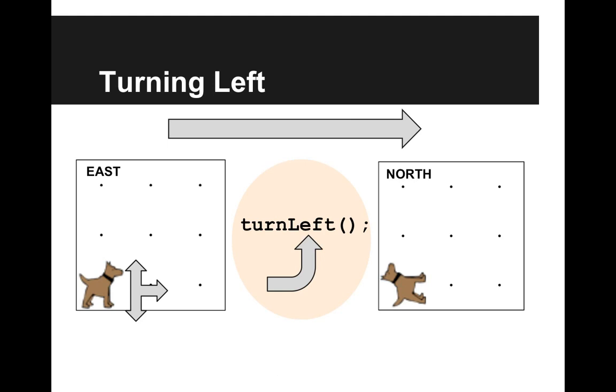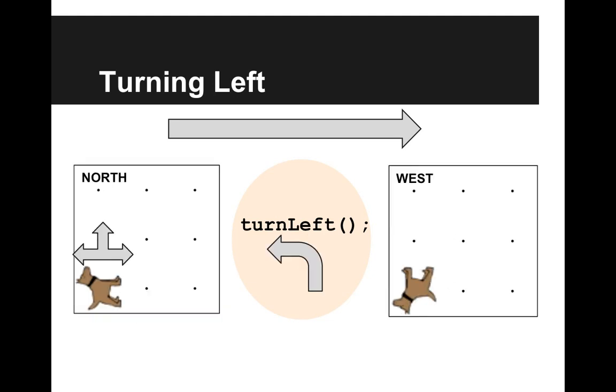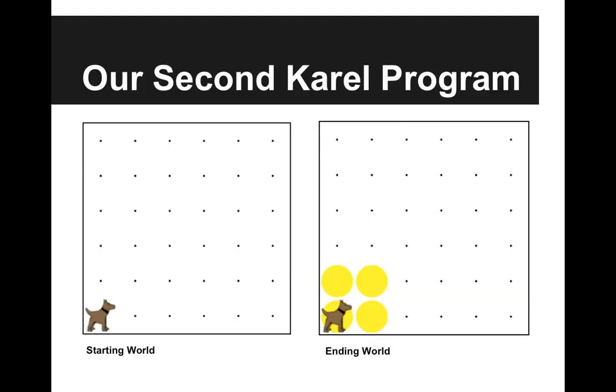So let's take an example of turning left. On the left, Karel is facing east. And then when we give him the turn left command, he rotates such that now he's facing north. Let's look at another example. If Karel is facing north, then when he turns to his left, he'll then be facing west. So now, let's use this to go write our second Karel program.